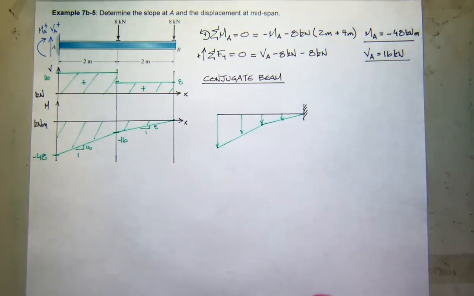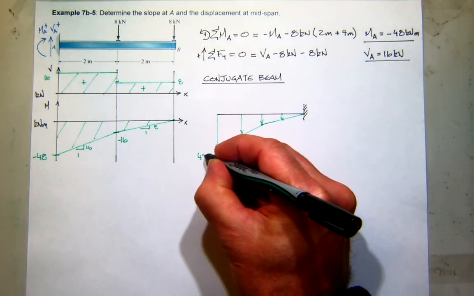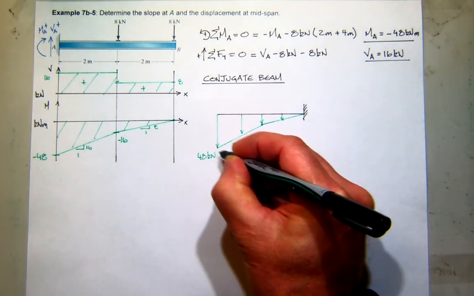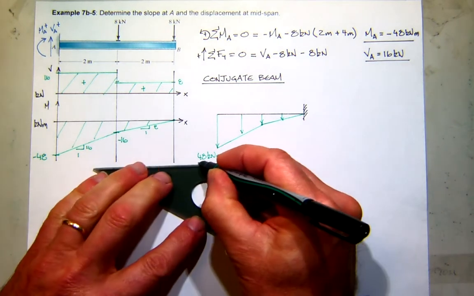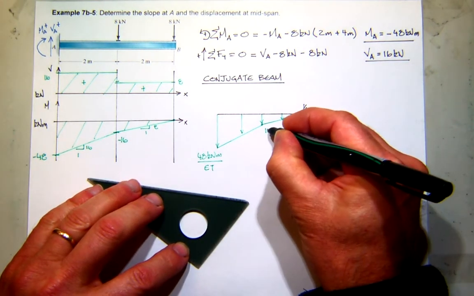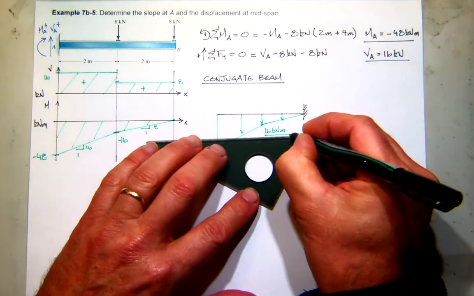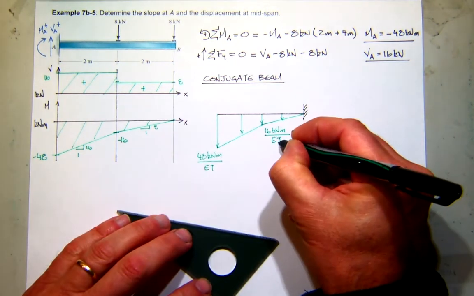Remember, it's the moment divided by EI, so this particular value here will be 48 kilonewton meters. That's the moment divided by EI. And this value will be 16 kilonewton meters divided by EI.